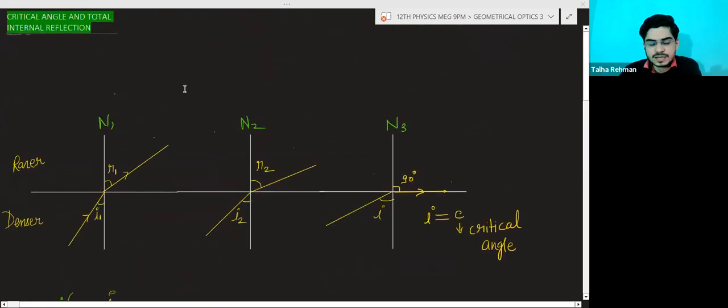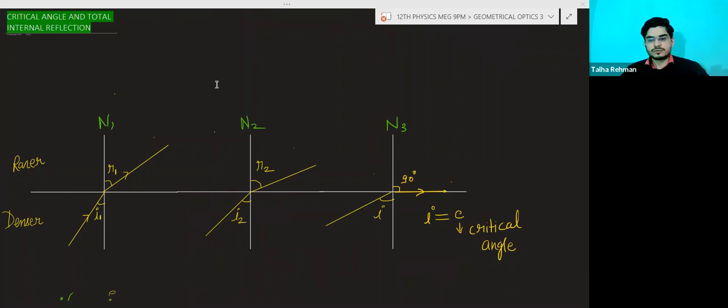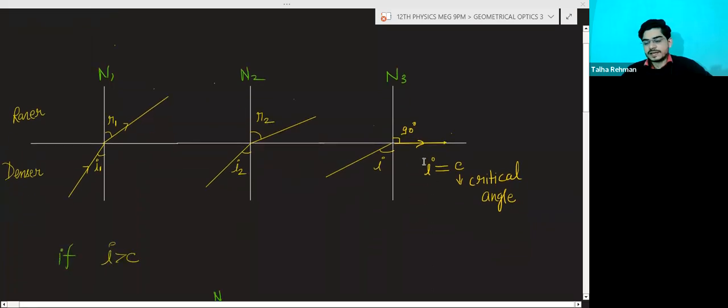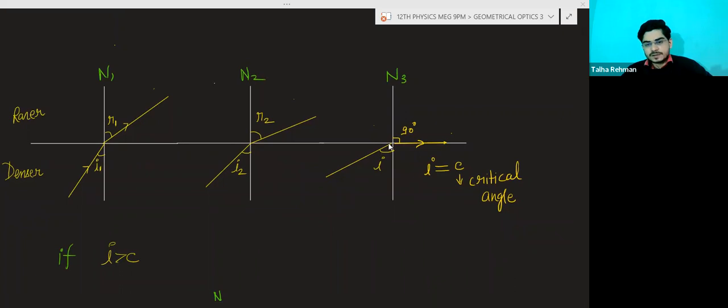So we have studied in the last class the critical angle and total internal reflection. So what is the critical angle? If a light ray is going from denser medium to rarer medium and the angle of incidence becomes equal to the critical angle, then the light ray will move along the surface or interface. So the critical angle is that angle for which the light ray moves along the surface.